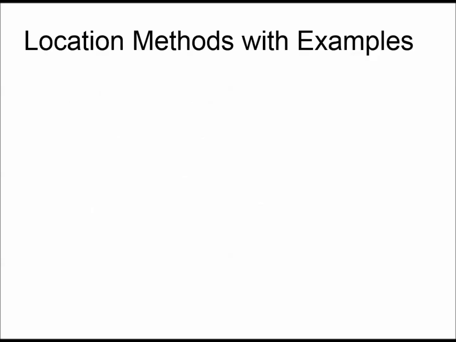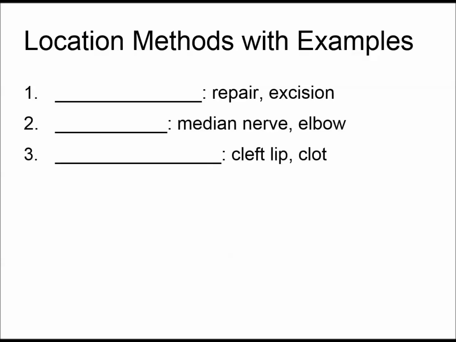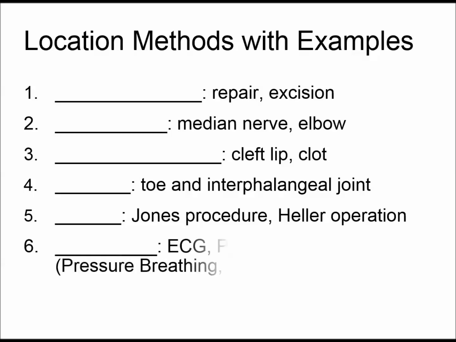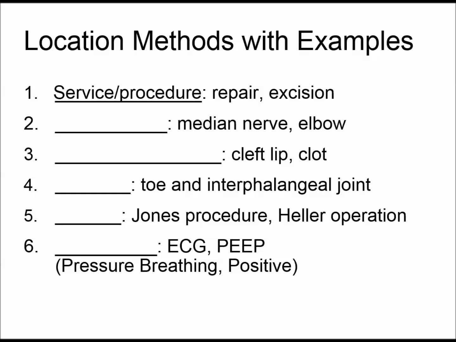Now, what are some of the methods that you can use to locate the CPT codes? Well, there are 6 different ways on this slide, which is slide number 49. You have service or procedure. That's one. When using the service or procedure location method, repair would be your main term, and repair of a fracture of a femur, you see. So that would be your service or procedure.